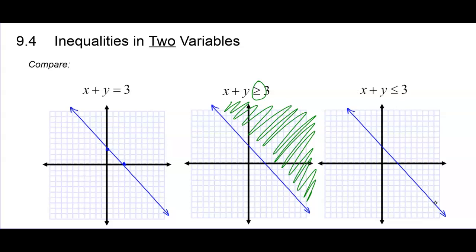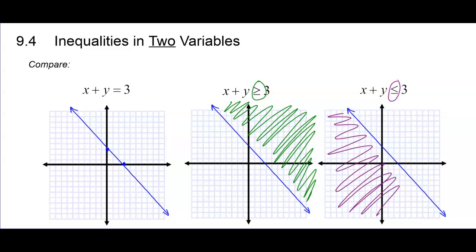You get a similar thing with the second one over here. The blue line is part of the solution because if x plus y equals 3, that is part of the solution for this inequality. But then you're also going to shade in everything where x plus y adds up to less than 3. And that's all this stuff over here.